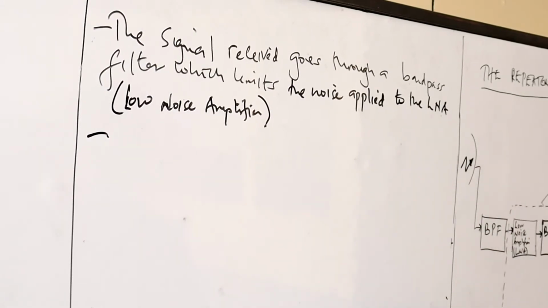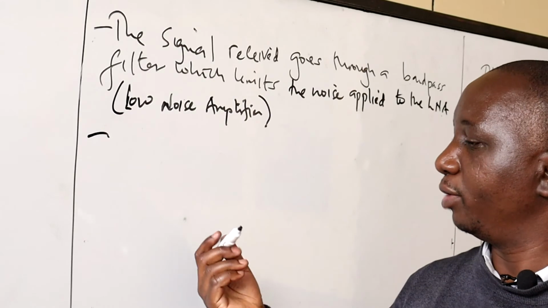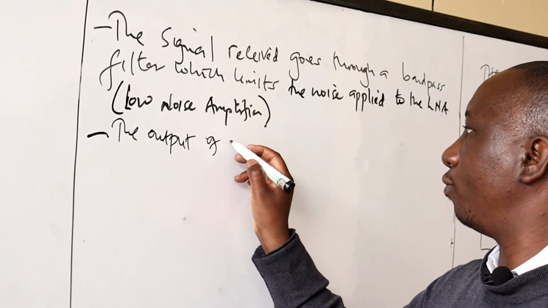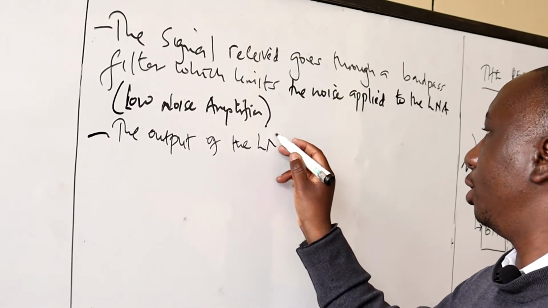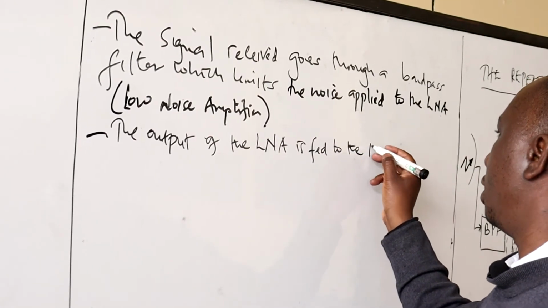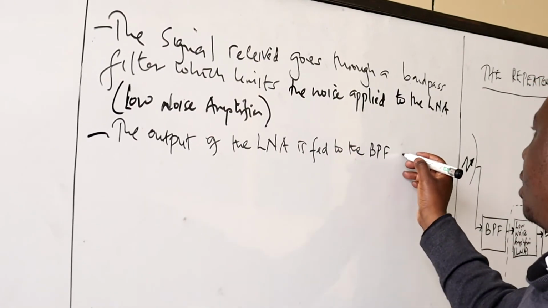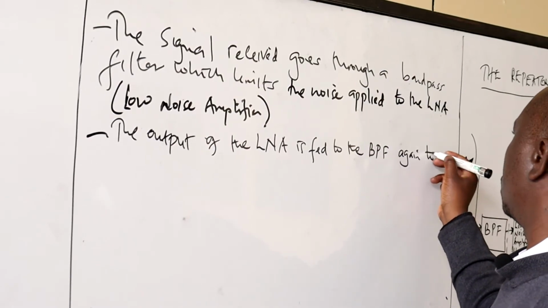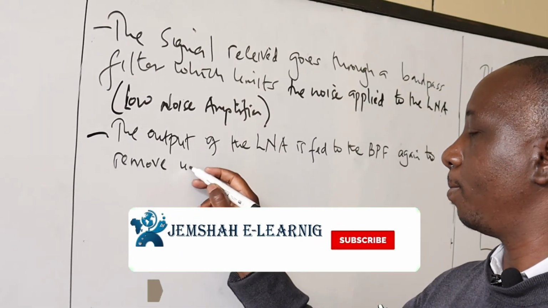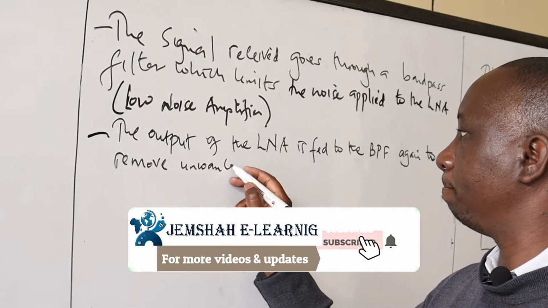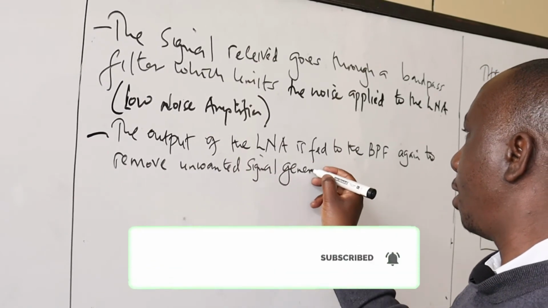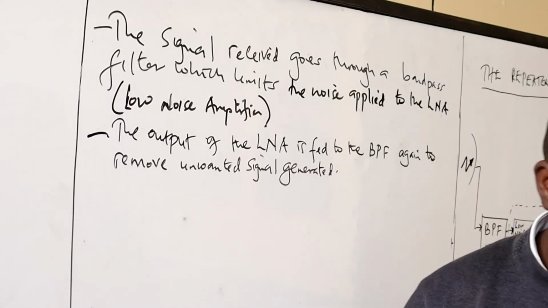The output of the low noise amplifier is fed to the bandpass filter again to remove unwanted signals generated.